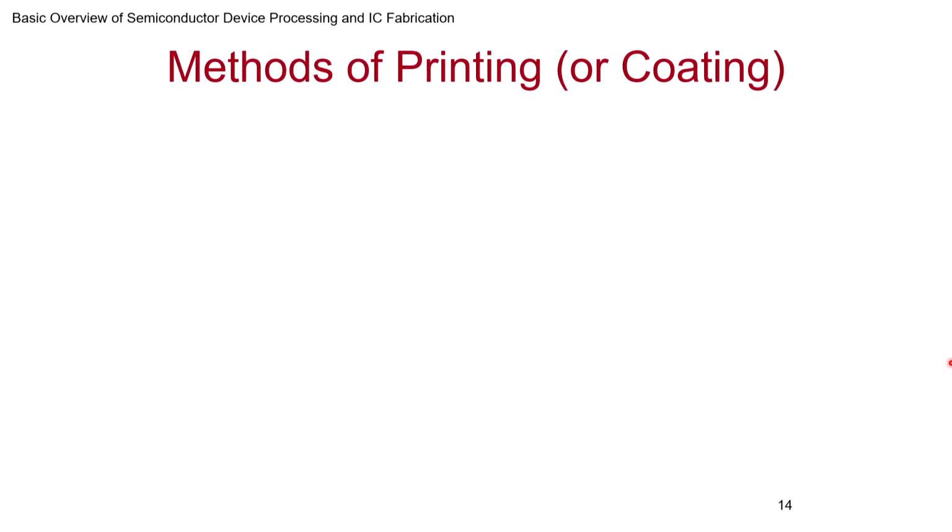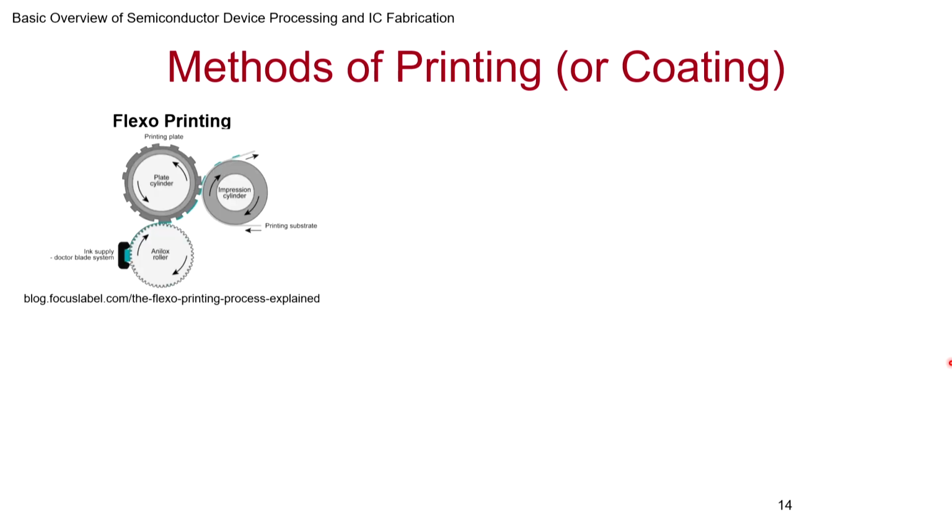Methods of printing, let's take a quick overview of some of them. This is flexo printing. This is like a rubber stamp. You can see this plate, there are projections that are raised. So the projections will pick up the ink from this roller, and then it will dispense it on the impression cylinder, and the substrate is wrapped around the impression cylinder. So this is flexography printing.